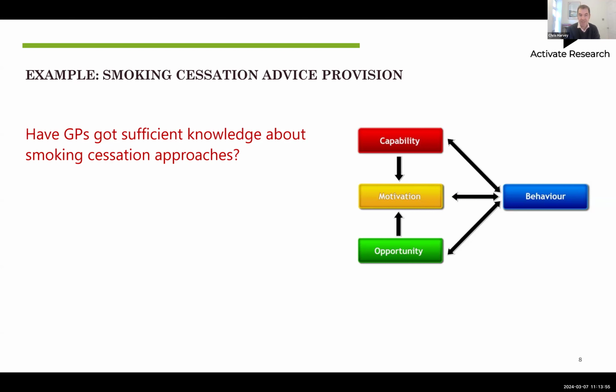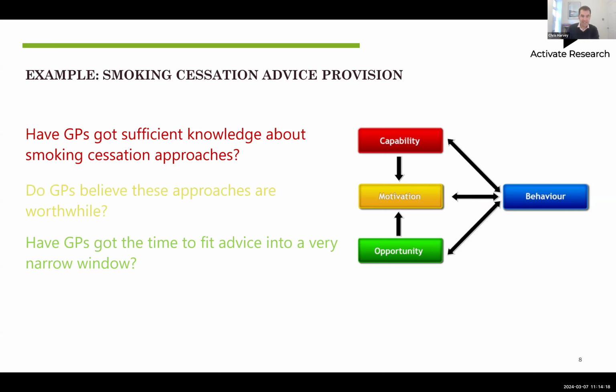However, as I mentioned, they also need to have opportunity. So, for example, one particular hypothesis we might want to investigate here is the extent to which these GPs have actually got the time, the opportunity, to fit this type of advice into what's typically a very narrow 10-minute window with patients. And lastly, another brief example of motivation might be to test the hypothesis: do physicians believe that these types of approaches are worthwhile? So again, they may have the knowledge, but if they haven't got the opportunity and the motivation, they are not going to do this behaviour.